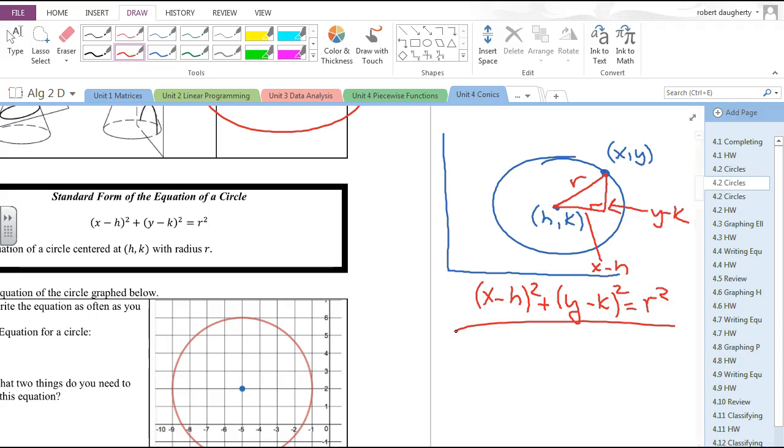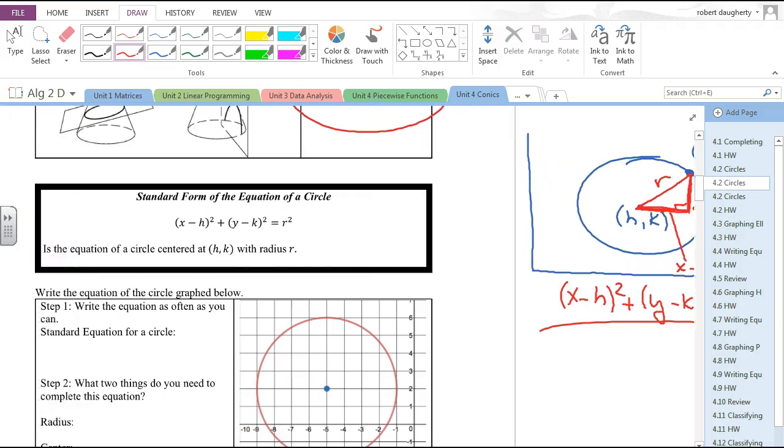Okay, so the distance, if you looked at this point, x, y, the distance from here to here is just x minus h, my x values. The distance here to here is y minus k, my y values. So x minus h squared plus y minus k squared equal the radius squared. That's just the Pythagorean theorem. A squared plus b squared equals c squared. The sum of the squares of the two legs of the right triangle equal the square of the hypotenuse.